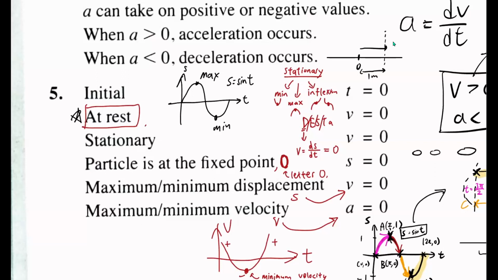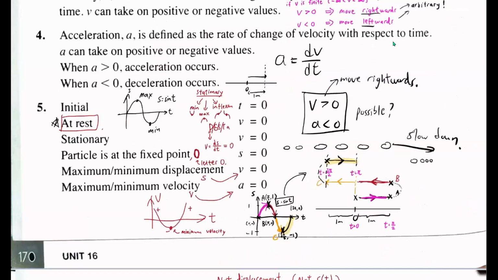Maximum displacement. How do you find the maximum point? Differentiate and set equal to 0, because of that star procedure. But the derivative of displacement is ds by dt equals 0, which is v equals 0. Okay, that's how you get this part here. Similarly for v, concluding that a equals 0.